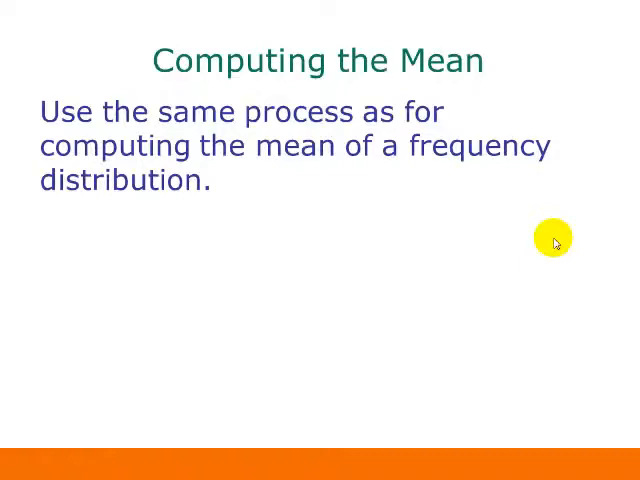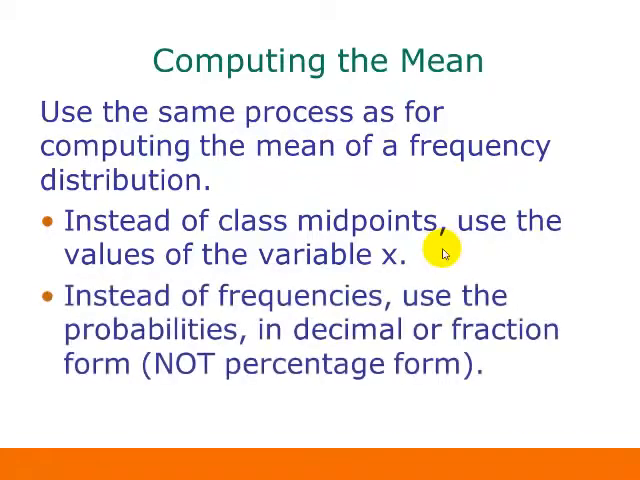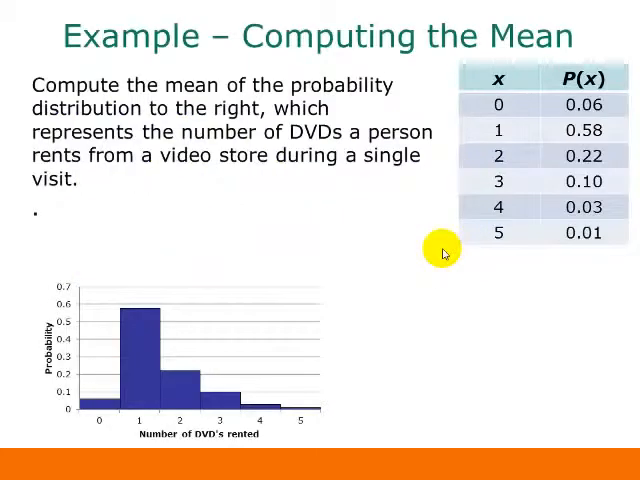Now to actually compute the mean, we use basically the same process as we did for computing the mean of a frequency distribution. Only instead of class midpoints, we just use the values of the variable x, since we've got discrete values. And instead of frequencies, we're going to use the probabilities in either decimal or fraction form, not in percentage form.